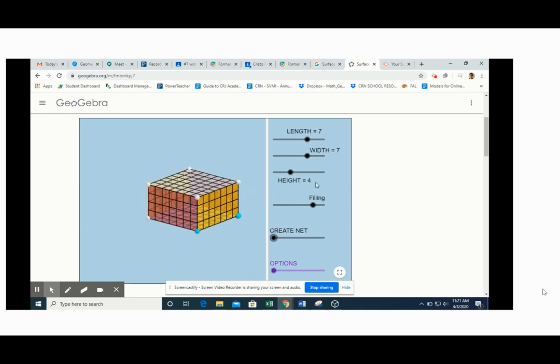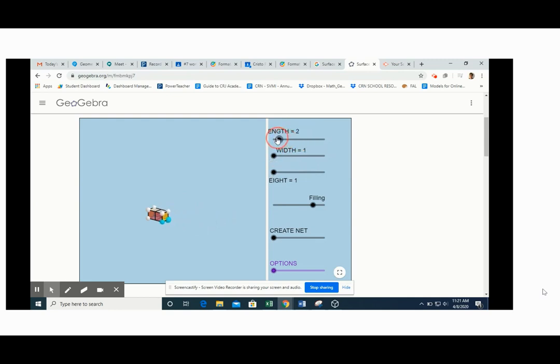We have our rectangular prism. We can make this down to 1. And that's our first layer when we were doing our volumes. But when they're all the same, they're a cube. So we have a cube and a rectangular prism.